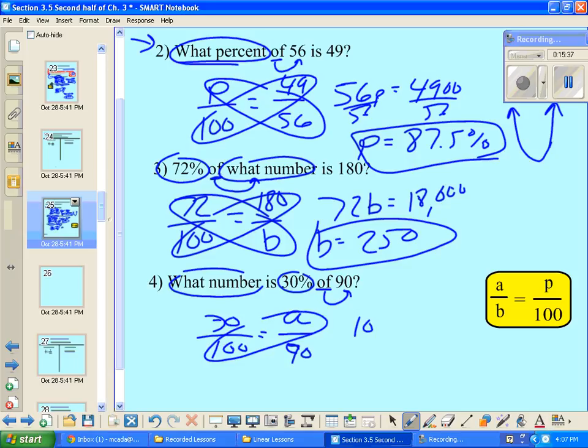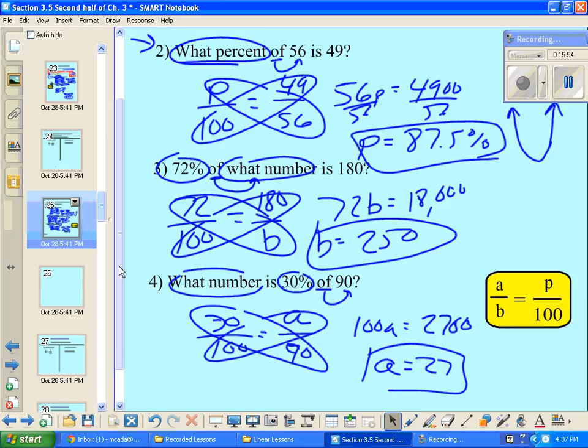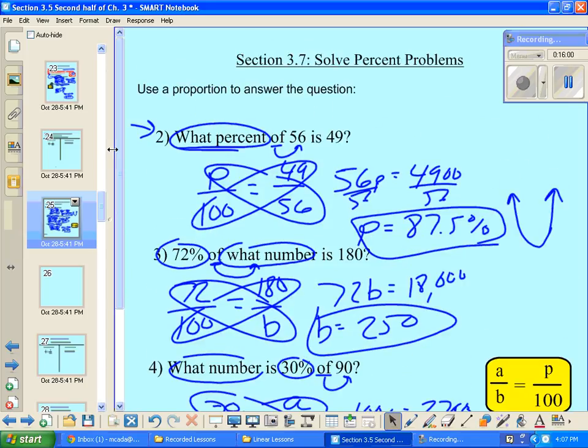100 times A just gives me 100A. 30 times 90 just gives me 2,700. And if I divide both sides by 100 in this case, I don't need the calculator for this one. 2,700 divided by 100 is just 27. So that's my part. Again, you will see these kinds of problems also in more word-type problems as well. But here's the basic form of them, in terms of taking just the words and being able to interpret a way we can put it in a proportion and solve it.